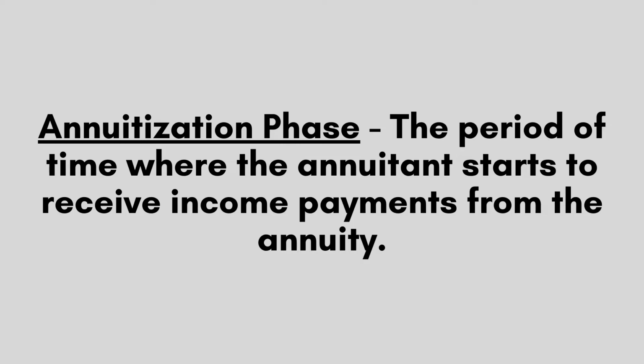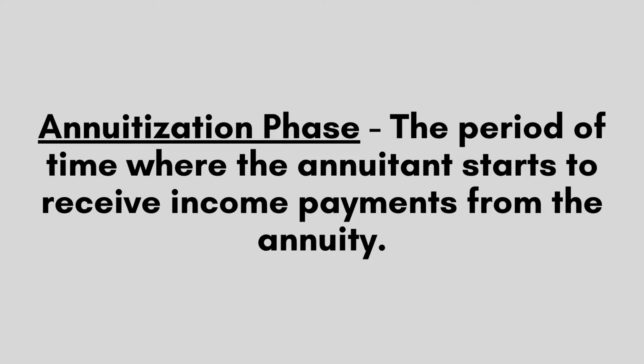It's important for your life insurance license exam to know that the accumulation period is when money is paid in. In the annuitization period, that's when money is distributed out to the annuitant. The annuitant is the person who receives the money from the annuity once it starts making income payments.